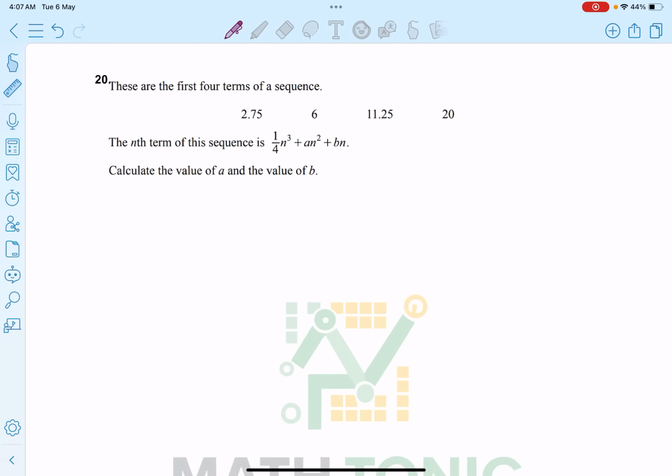This question gives the first 4 terms of a sequence, and the nth term of the sequence is given, and we calculate the values of a and b. So listen, sequence given means, what does it mean? For the first term, n equals 1, it is 2.75. Second term, n equals 2, equals 6. Third term, n equals 3, is 11.25. And the fourth term is given as 20. Is it okay, everyone, clearly?